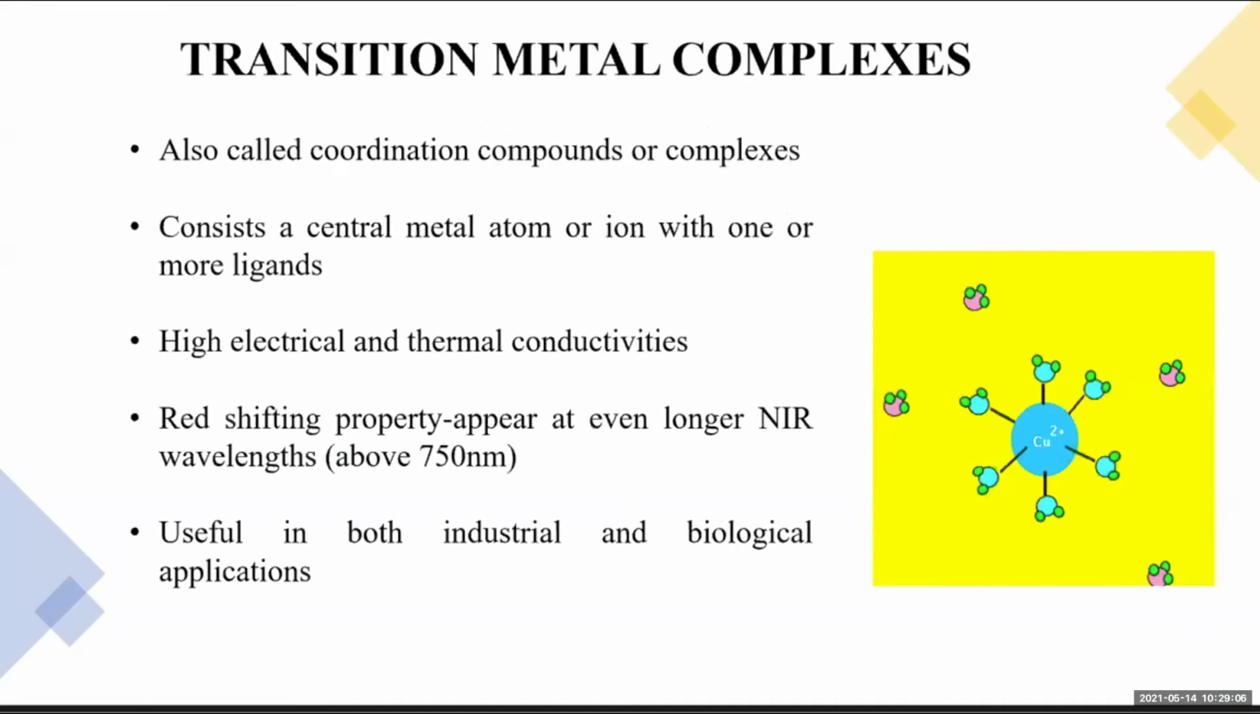A little background: transition metal complexes are also referred to as coordination compound complexes, which consist of a central metal atom connected to one or more ligands. Transition metal complexes have high electrical and thermal conductivity, and they have a redshifting property, which is the ability for them to show up in the near infrared region. They are useful for both industrial and biological applications.